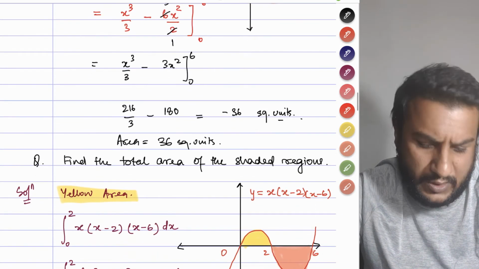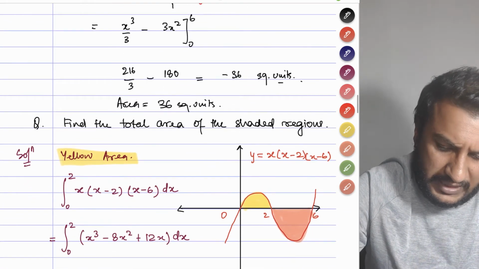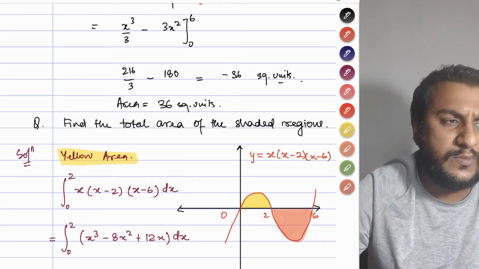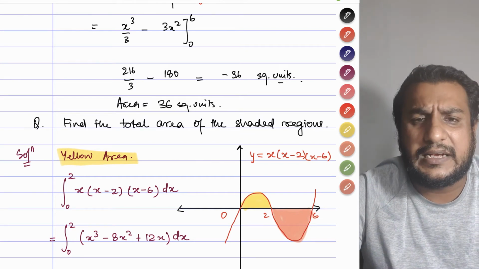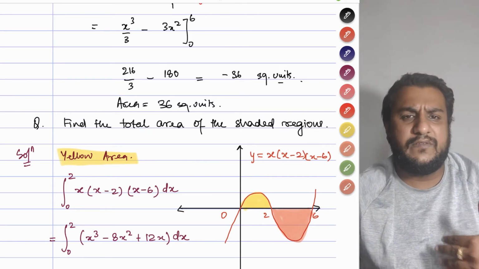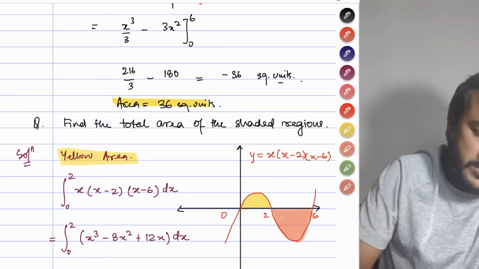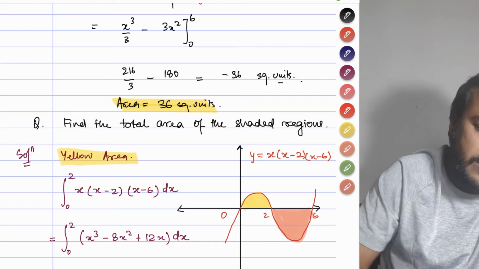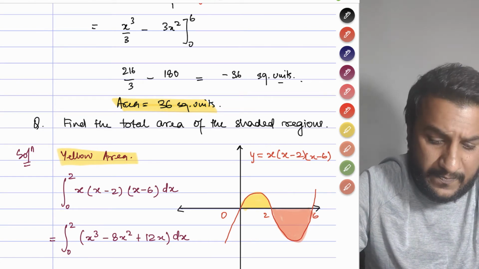Clear? Okay, now let's do this question. First you try it out, because we will not write our area as negative. So answer of area, because area cannot be negative, would be positive. So area at the end we will write down 36 square units.